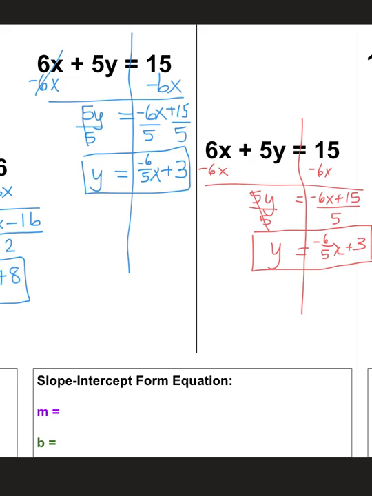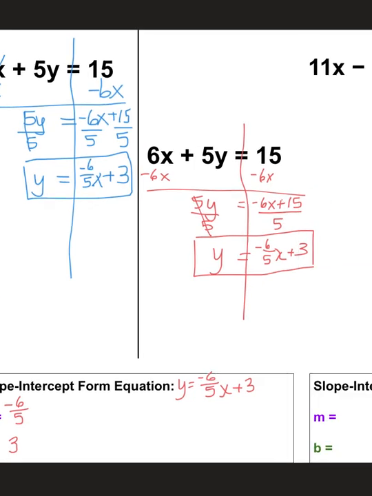plus 3. So down below, when I write my slope-intercept form equation, it's going to be y equals -6 over 5x plus 3. Break it apart, and my slope is -6 over 5, and my y-intercept is 3.